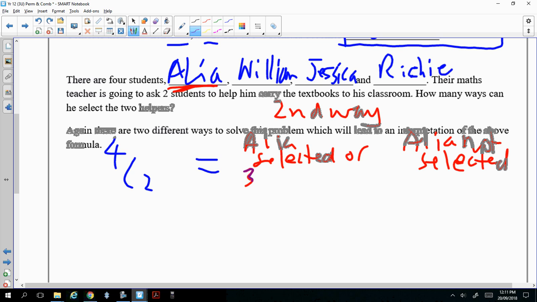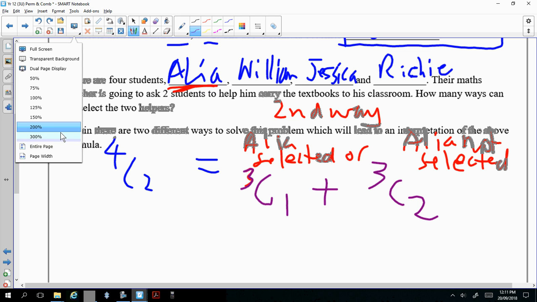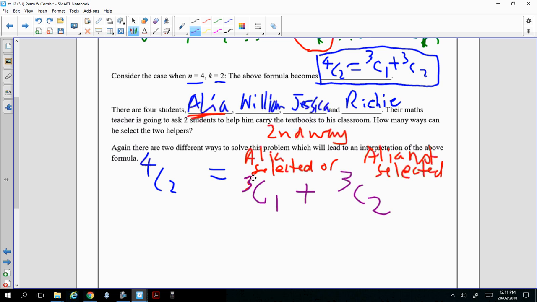What if Alia is not selected? You still have 3 people to choose from, but you have to choose 2 people. Now it looks so obvious and so easy to remember. Does that make sense? In all your selections, either Alia is selected or Alia is not selected, and that's the total number of ways of selecting 2 people from 4 people. Okay, that's cool. So we interpret the formula in a very interesting way.